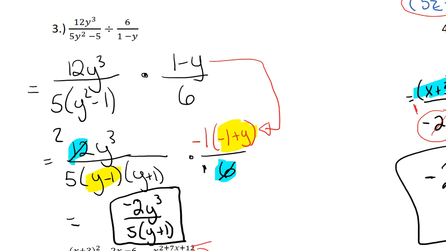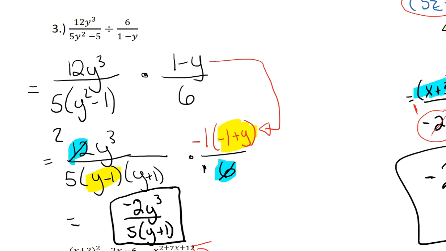For number 3, you should get negative 2y cubed over 5 times quantity y plus 1. Couple things to notice, that you don't have to distribute at the end. You can leave it in the factored format. That will make sure that you didn't forget to cancel anything.